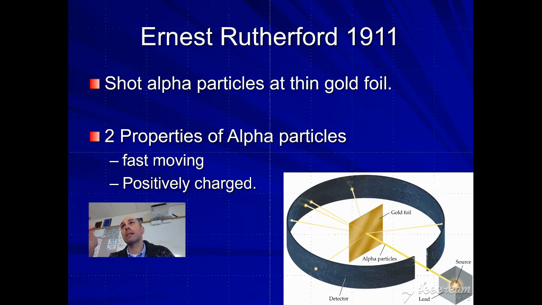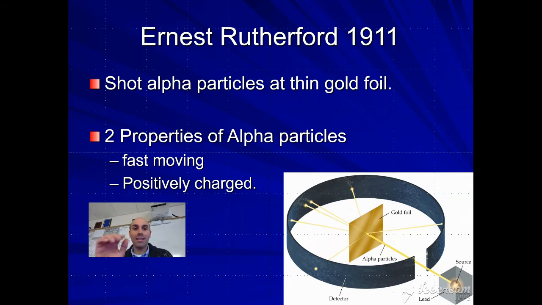Now I apologize, I called them electrons in the experiment when we were doing those. I apologize, that was my mistake. They were actually alpha particles. Now there's 2 properties of alpha particles. 1, fast-moving. 2, they are positively charged.